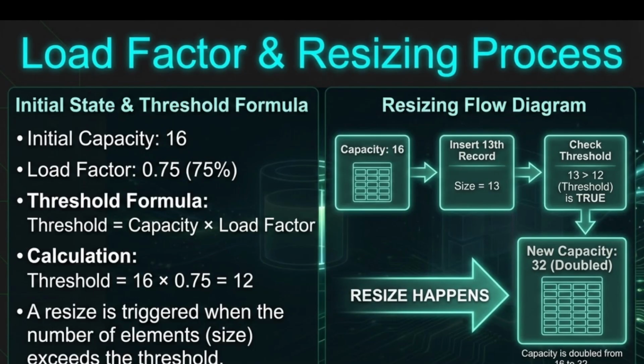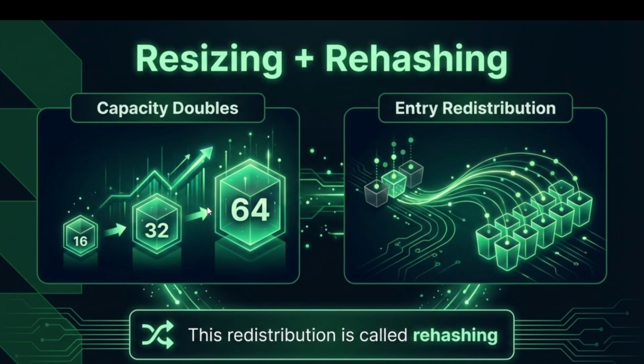Now it is 16. Next time it will go to 32: 2 power 4 to 2 power 5, then 2 power 6, then 2 power 7, like that. It will always double the size, that is, multiplied by 2. Here we can see the capacity doubling. If it is 16, it goes to 32; 32 goes to 64.